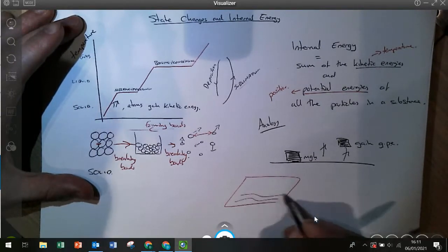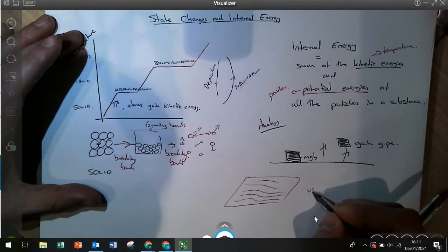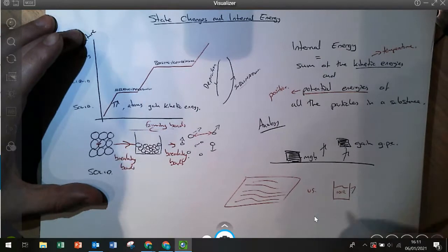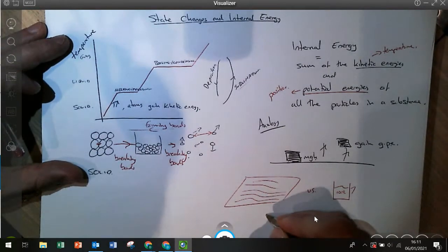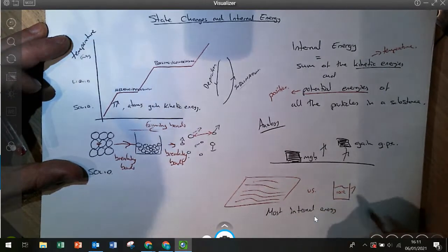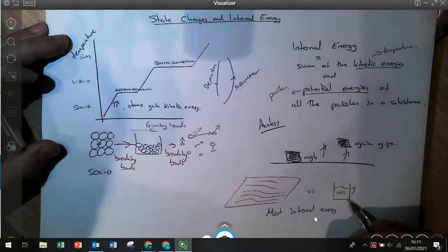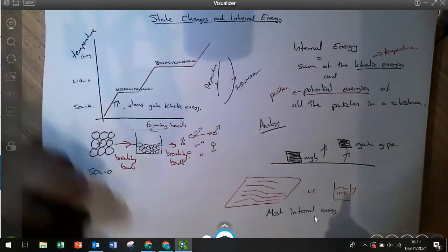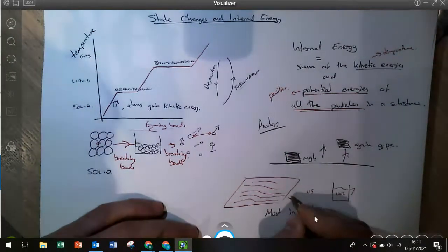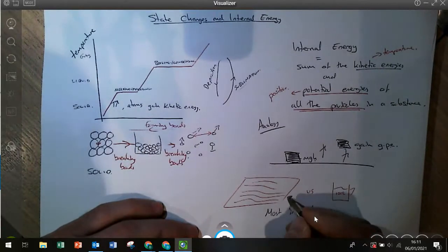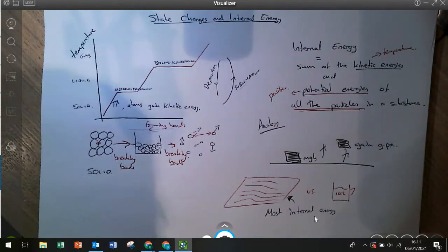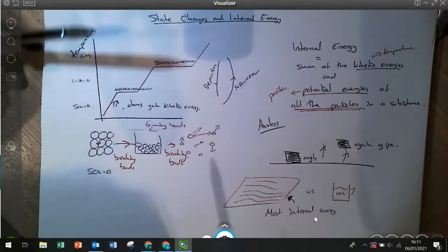a swimming pool full of water versus a cup of hot water, say, 100 degrees Celsius, which one has more internal energy? And often students will say that the cup has the most internal energy because it's the hottest, and that's their basic level of understanding. But when we remind them that it's all the particles in a substance, then something with a massive volume, such as a swimming pool or an ocean, is going to have more internal energy overall because we're looking at the entire substance. We should also take students through several changes.